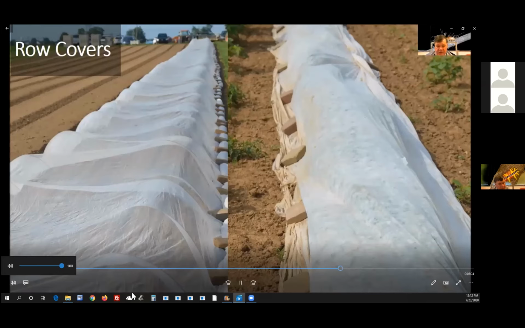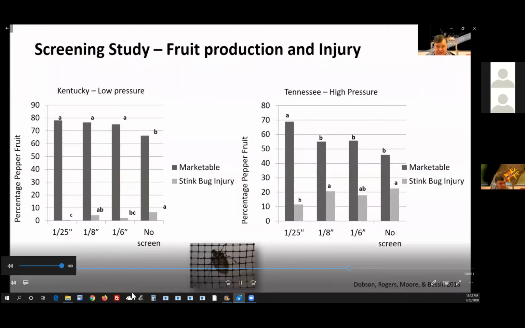Row covers are not without issues. We have found that when we do employ them, mite and aphid problems are more common underneath these row covers, and they need to be managed carefully. This is just some data from several years ago showing that when we use row covers with finer mesh sizes, we had less damage to pepper fruit from stink bugs. And so size of the netting can be very important.